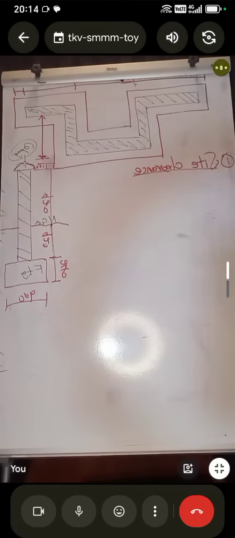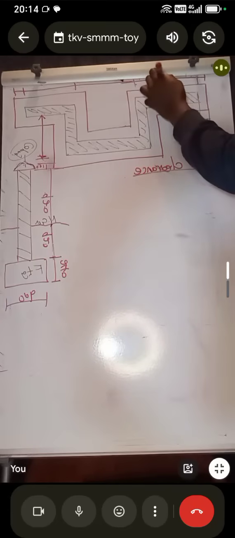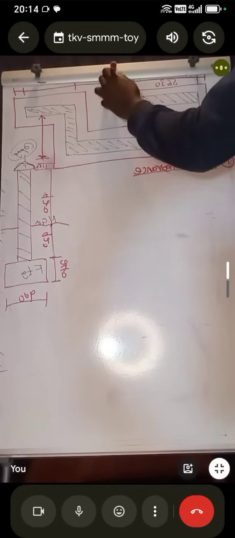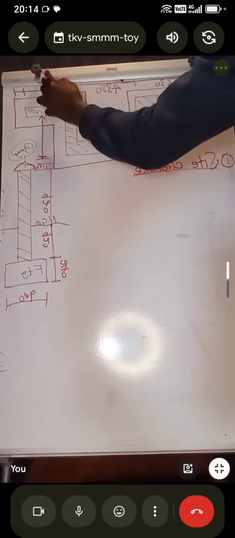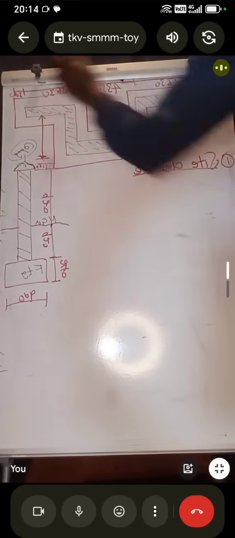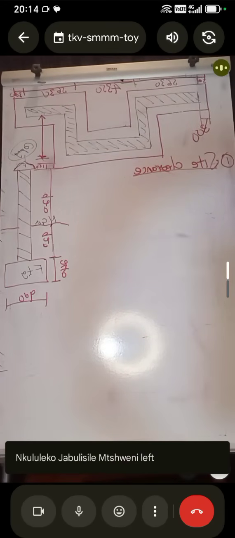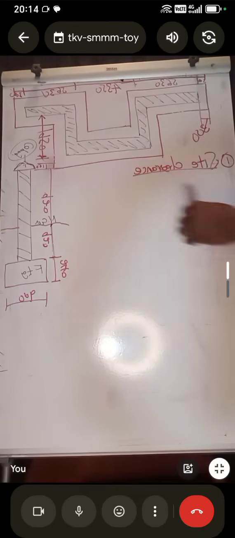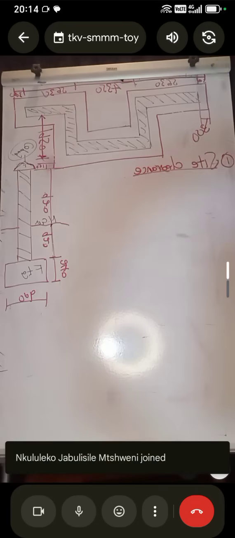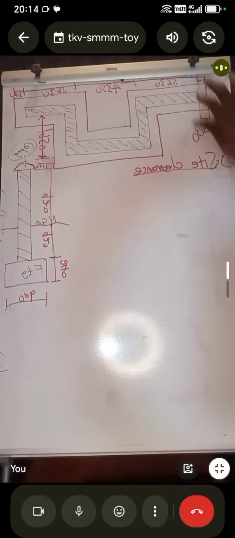We are given that from here to here it's 300, and then from here to here we are given 5630, and the other one is 4350, and the other side is 5630, and the 300. So the 300 is here. And then we are given this side, which is 1950. What is it that we have to do in order for us to find the total length of the wall?